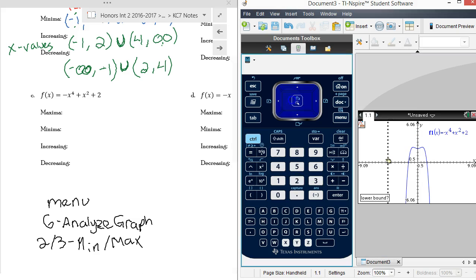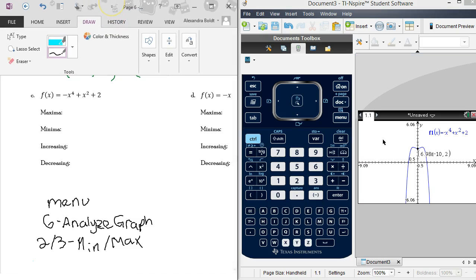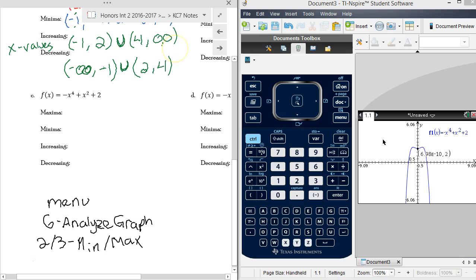So I'm going to look at my graph, and I want to slide this over so that it's just to the left of the minimum. Press Enter. Only hit enter once. It doesn't really change. The only thing that changes is down here in this corner. But then I'm going to slide to the right. Enter. And this one's a little bit weird. Anytime you see some number like this, with an E and a negative 10, it really means 0. The calculator just got confused. So our minimum is going to be 0, 2.